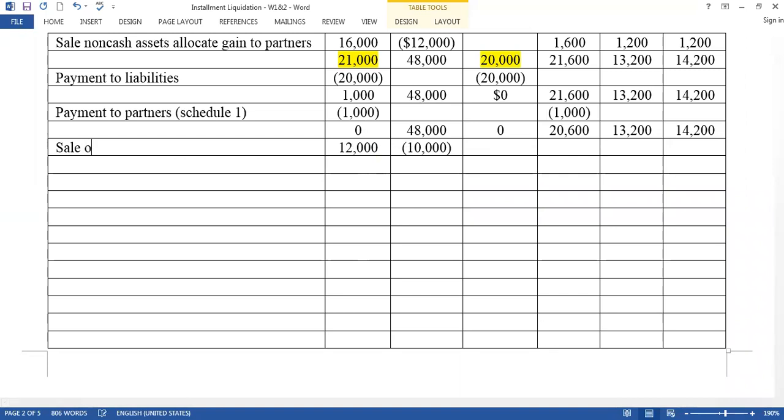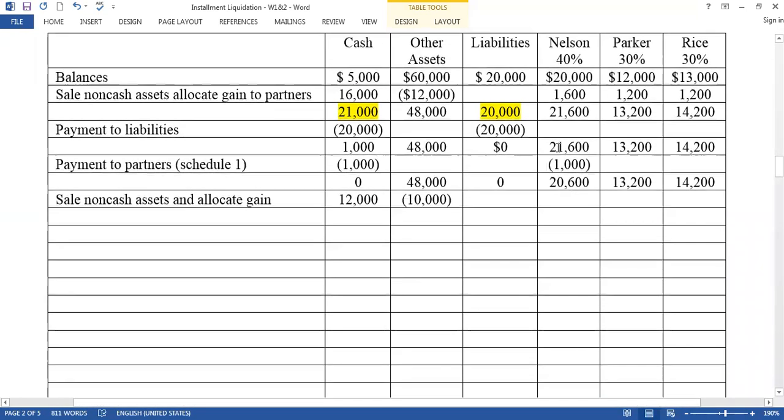So sell non-cash asset, and allocate gain or loss. We have gain or loss here. We have gain, right? Allocate gain. Who is going to receive this gain? 3 partners, and it is 800, 600, and 600. So what is the balance now?